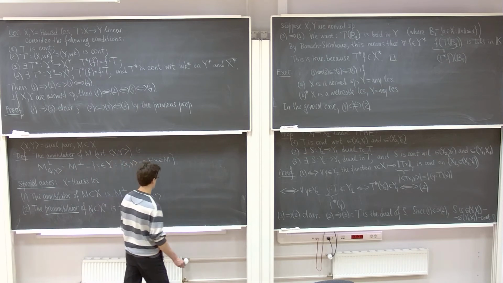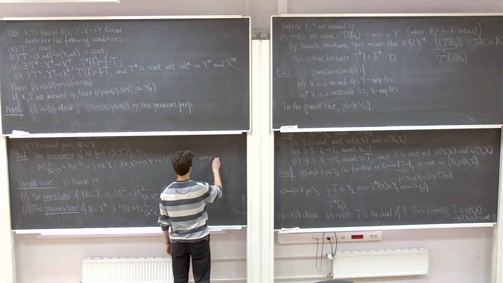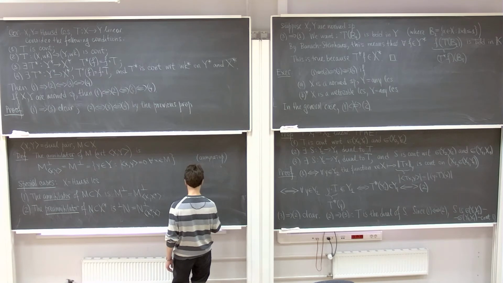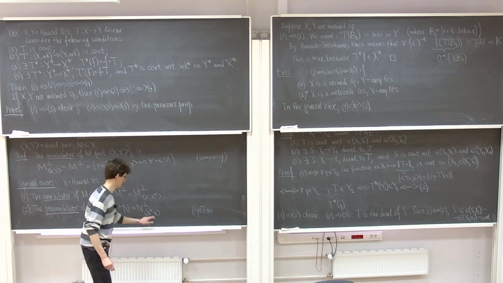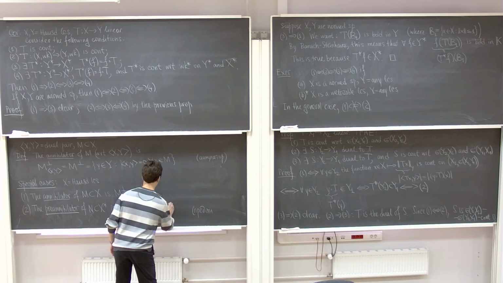In Russian, annihilator is annullator, and pre-annihilator is predannullator. Yeah, because we take the dual pair X star and X, so the pre-annihilator sits in X. And this sits in X star.